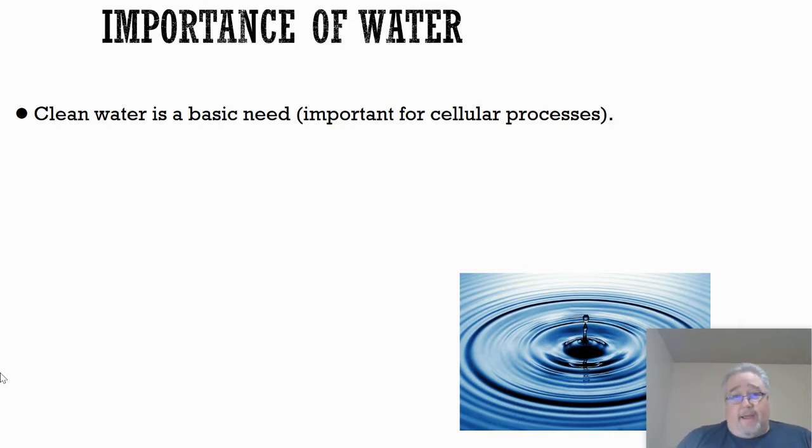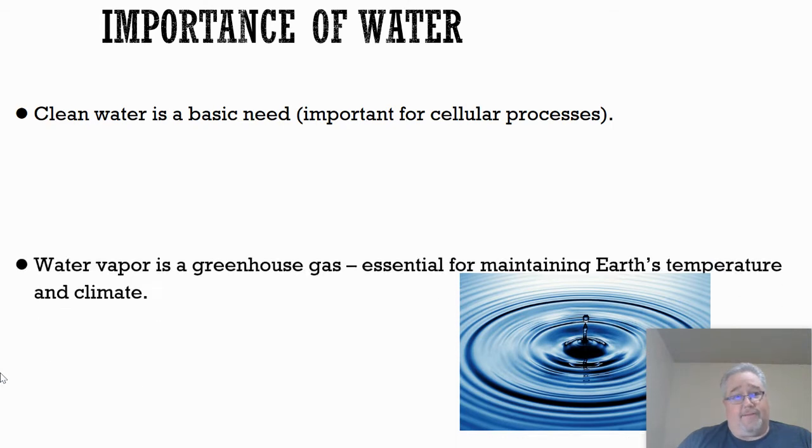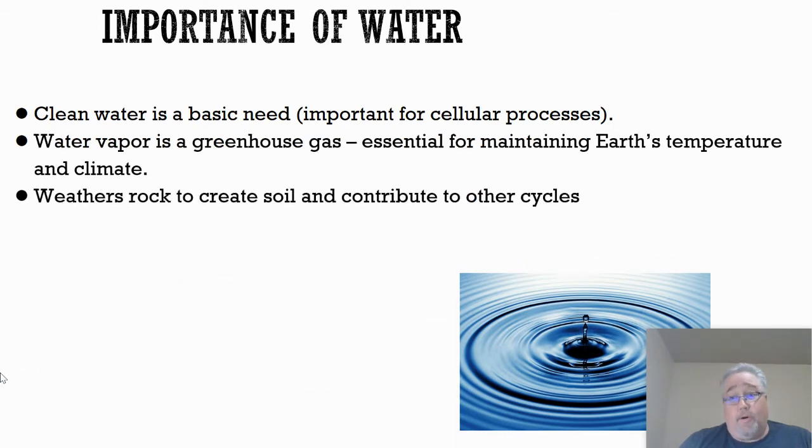And just real quick before I get into the actual diagram and the cycle itself, some importances of water, why it's important that we know this cycle and understand where the water is and what it's doing on our planet. Obviously, it's an important need for living things, right? Cells have to have water, so that's an important thing that we need on our planet.